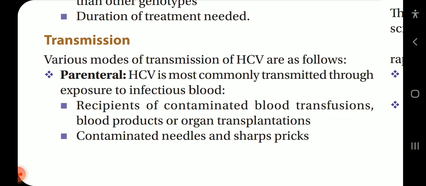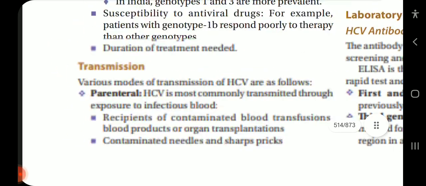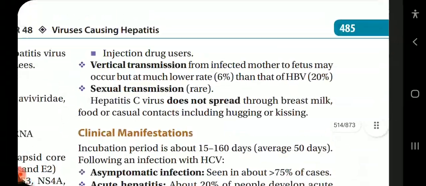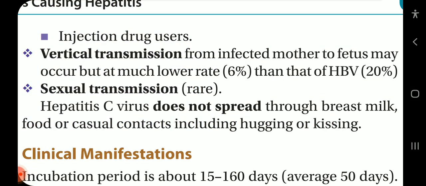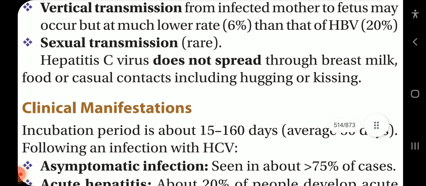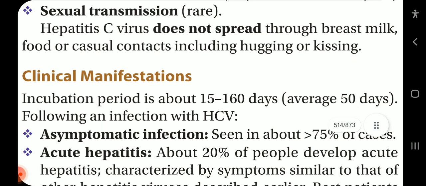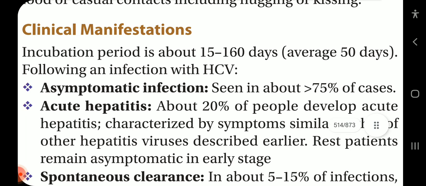Transmission. Various modes of transmission of HCV are as follows. Parenteral: HCV is most commonly transmitted through exposure to infectious blood. Recipients of contaminated blood transfusions, blood products or organ transplants, contaminated needles and sharp pricks, and injection drug users. Vertical transmission from infected mother to fetus may occur at a much lower rate, 6%, than that of HBV, 20%. Sexual transmission is rare. Hepatitis C virus does not spread through breast milk, food, or casual contact, including hugging or kissing.